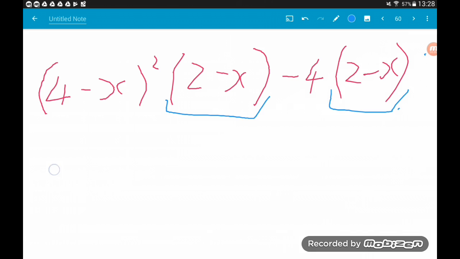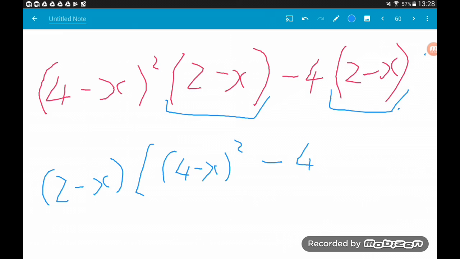So we can actually write this whole thing as 2 minus x, I'm going to use some square brackets, times 4 minus x squared, and then minus 4, like that. I think that looks a little bit simpler than what we originally started with. Now, inside of the square brackets, we now want to expand and simplify, and then see if we can factorise inside of that.